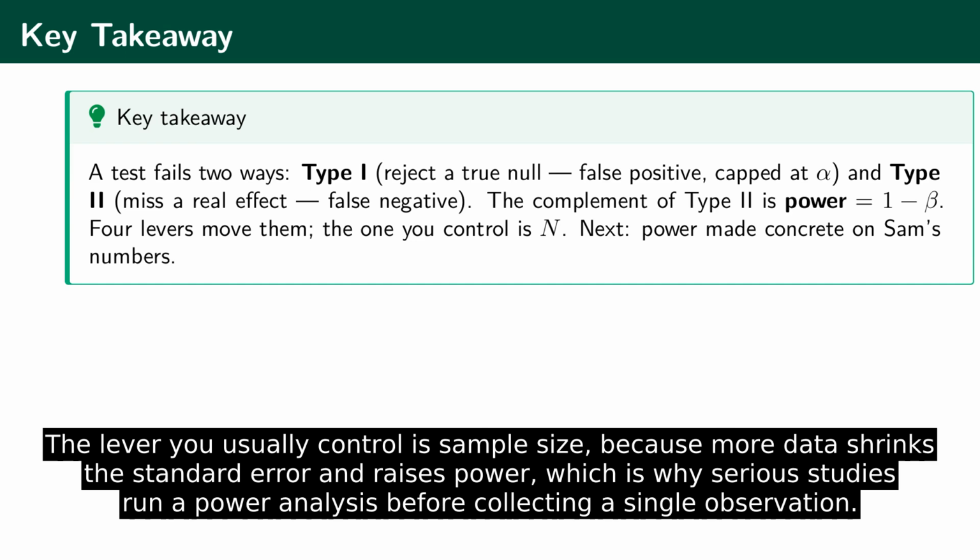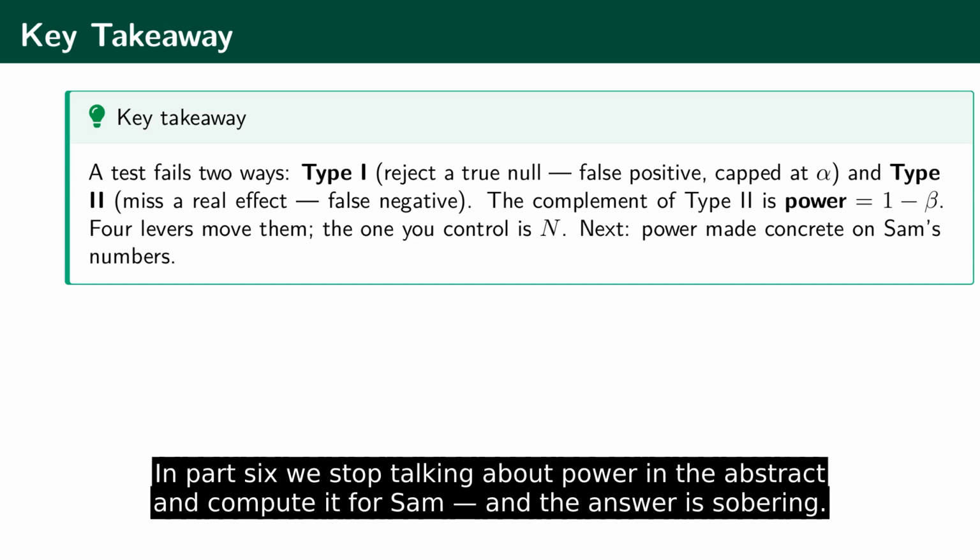The lever you usually control is sample size, because more data shrinks the standard error and raises power, which is why serious studies run a power analysis before collecting a single observation. In Part 6, we stop talking about power in the abstract and compute it for Sam, and the answer is sobering.